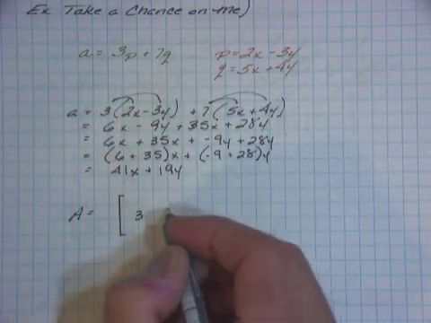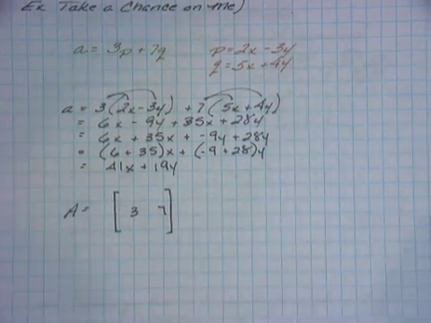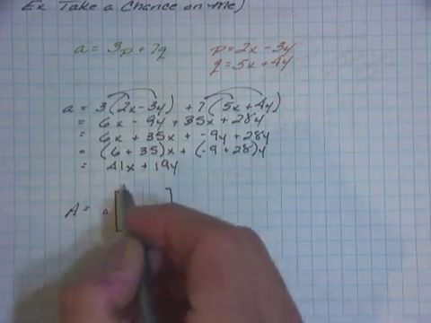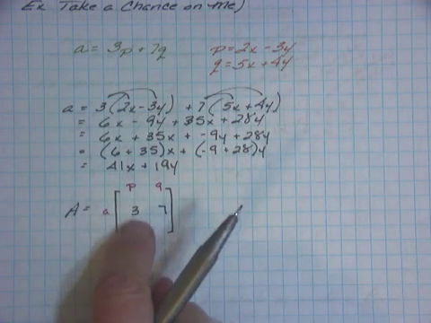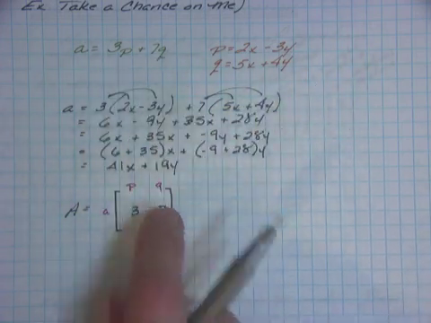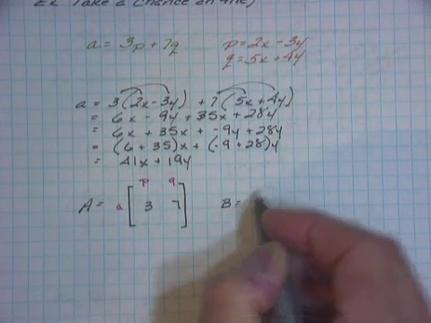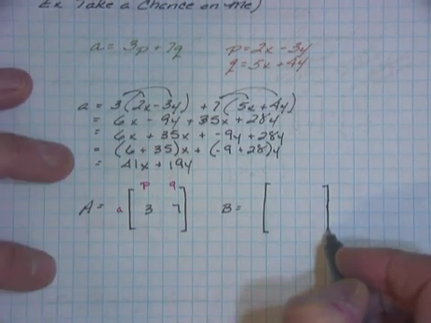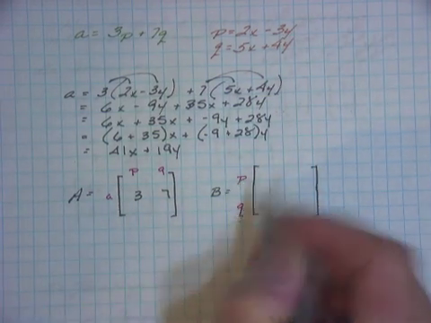Matrix A is going to be the coefficients of this equation. So 3 and 7. Really, what I've got is the A coefficients, and I've got the P and the Q. So the equation for A has a 3P and a 7Q. See the 3P and the 7Q? B is going to be the matrix.